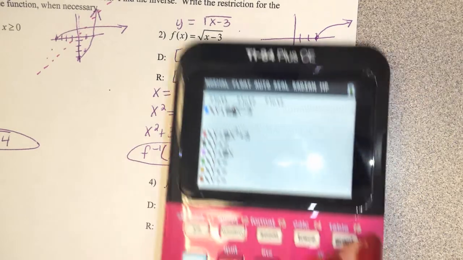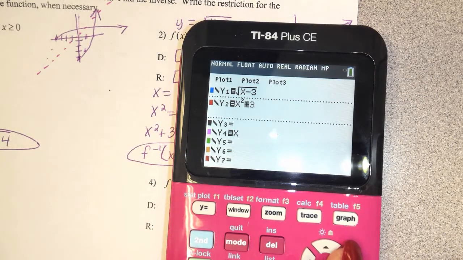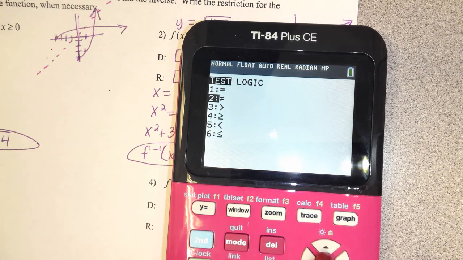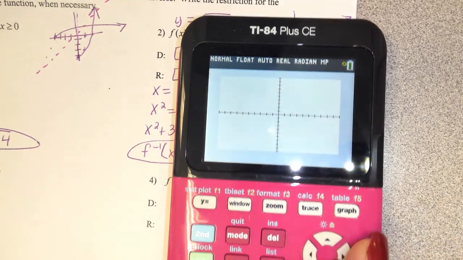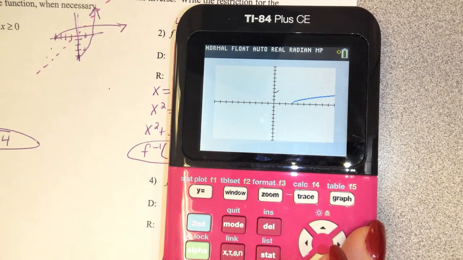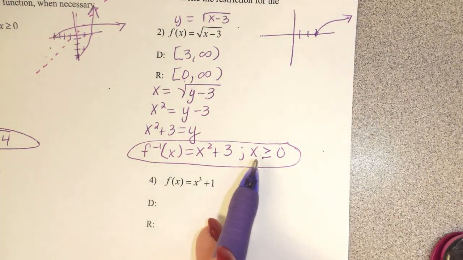So if I took this and said divide it up and only graph this if x is greater than or equal to 0, now let's see if it looks right. Here's the original. Here's the inverse. Here's y equals x. Now it looks right, doesn't it? It's a reflection. So therefore, we know that is correct.